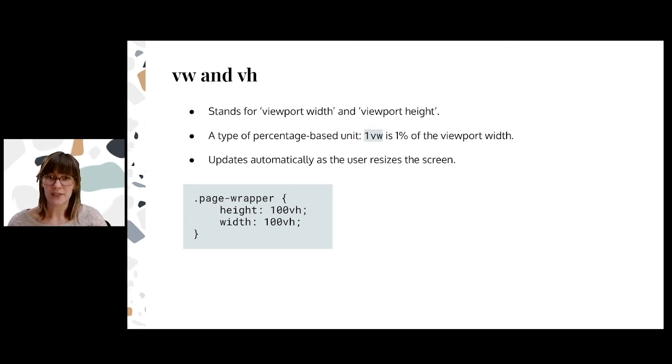VH is especially useful for those times when you want to center something vertically or stick something to the bottom of the viewport, like a menu. So to create a container element that's always the exact height and width of the user's current browser, all you need is this code, height 100 VH, width 100 VH.